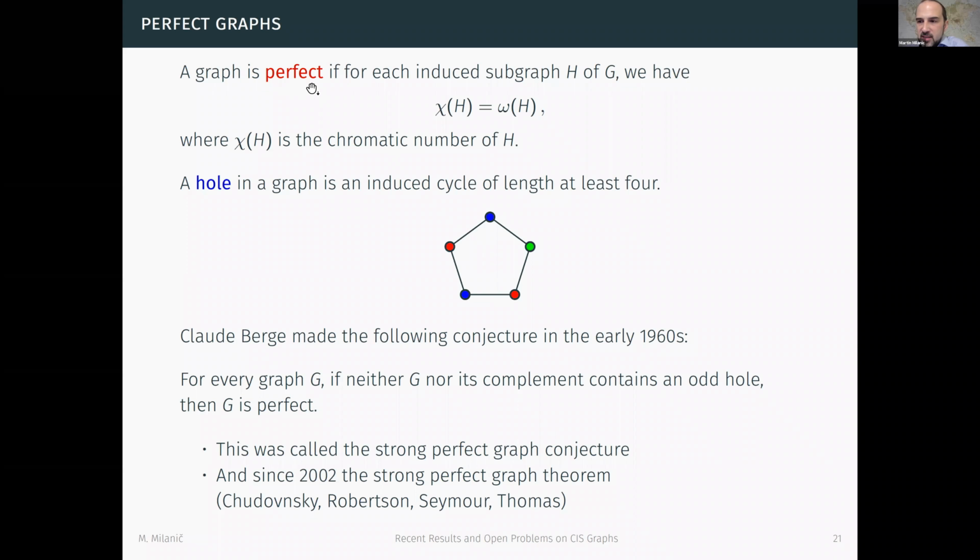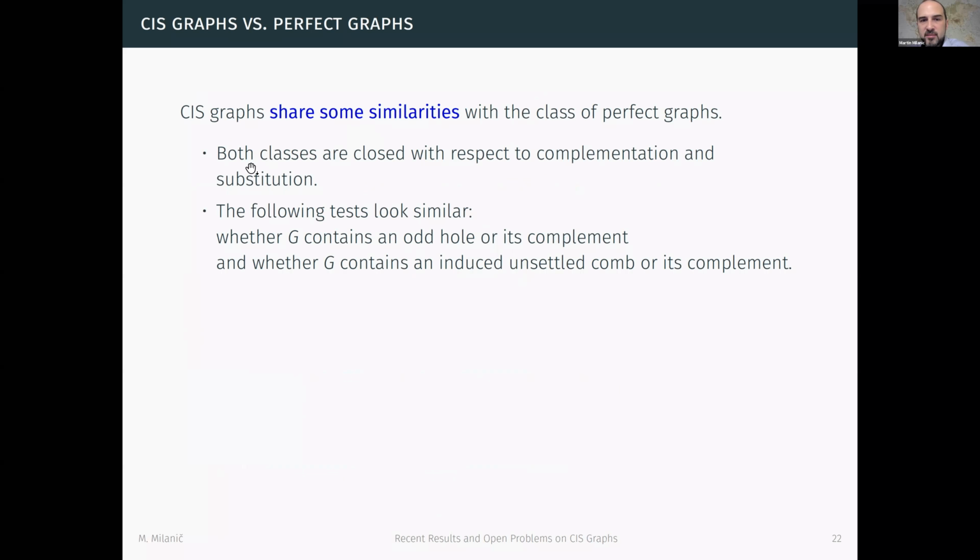But this important class of graphs shares, at least superficially, some similarities with the class of CIS graphs. In particular, both classes are closed with respect to complementation and substitution. And also, if we look at two particular tests, they look similar. For a graph, test whether G contains an odd hole or its complement. Now we know that this is equivalent to perfection. Test whether G contains an induced unsettled comp or its complement. If it does, then the graph is not CIS.